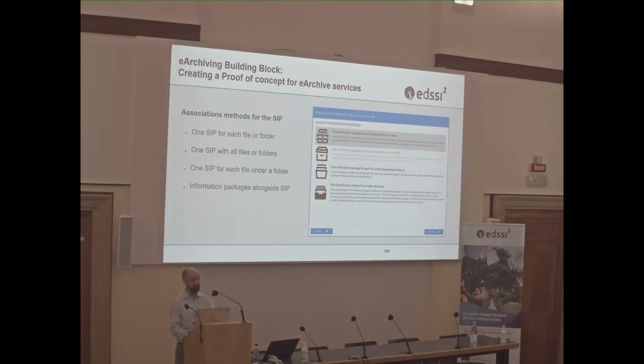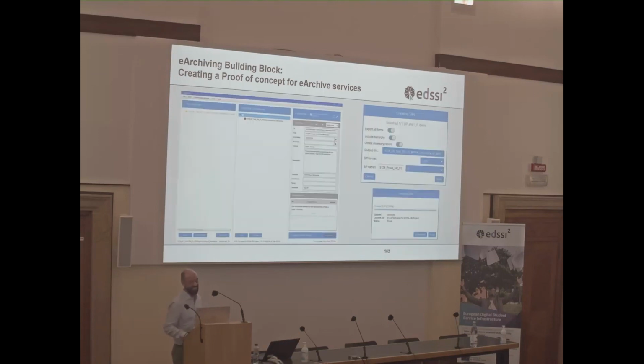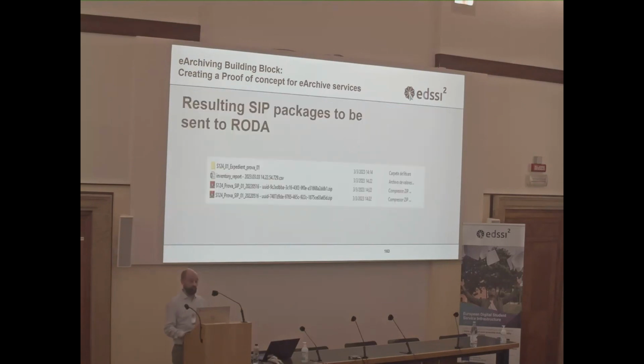You've got very different choices here. You can make a SIP from one folder, or a SIP from each file. It will crash at the right end. Okay, we chose the first option, selected the folder with the documents, created the SIP, and just ran the process. Once everything ran okay, it created two zip documents containing all the information.